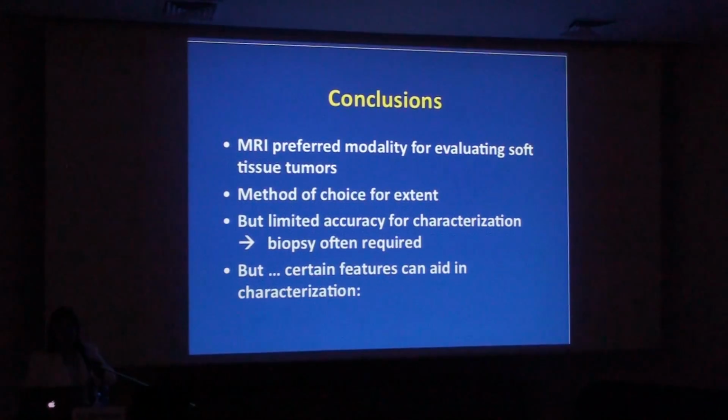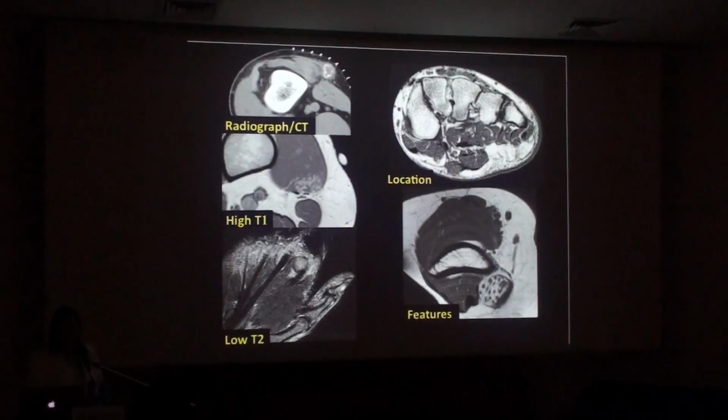So in conclusion, MR is the preferred modality for evaluating soft tissue tumors, and as we saw, it's the method of choice for determining the extent of the tumor. Excuse me, but it does have limited accuracy for characterization, and biopsy is often required. But certain features can aid in characterization.